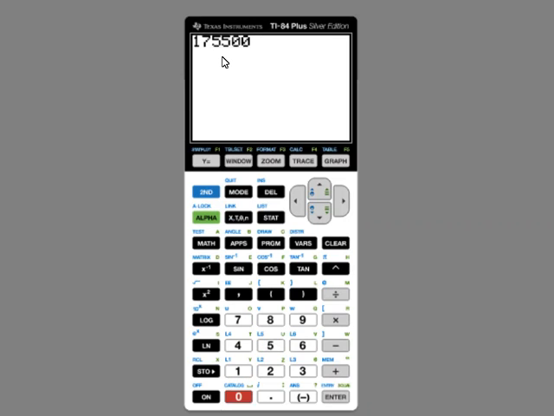175,500 multiplied by, open parentheses, 0.075 divided by 12, close the parentheses and divide, open parentheses, 1 minus, open parentheses, and then 1 plus 0.075 divided by 12, close the parentheses, and raise to the power negative sign. Make sure you hit the negative button here, not the subtraction button.